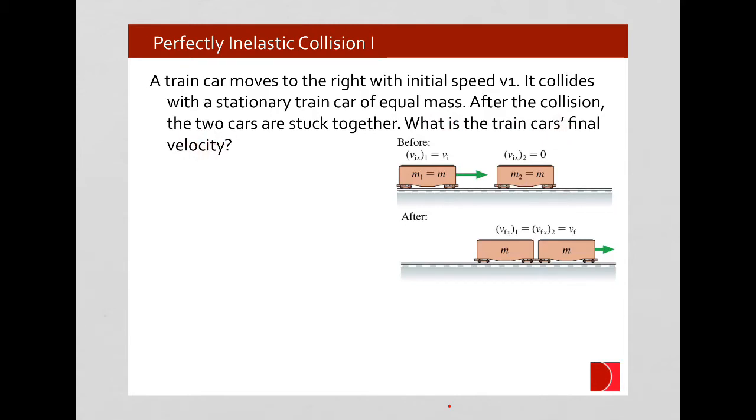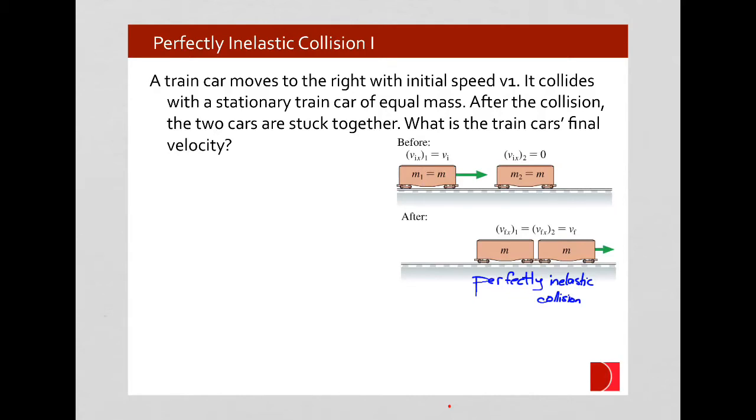In this situation, we have a collision. We have the one train car that rolls in and collides with the other one. And we see that this is a perfectly inelastic collision because the two not only collide with each other, but they collide and they stick together. And when we deal with collisions like this, we have to consider them from the perspective of momentum.